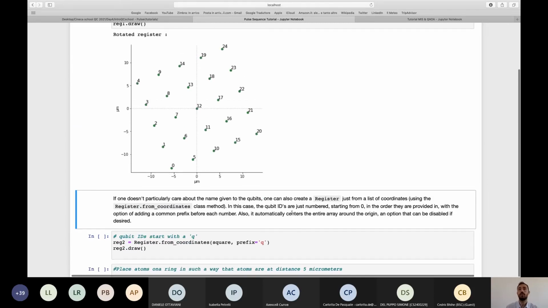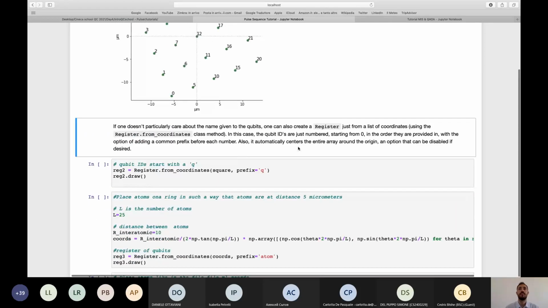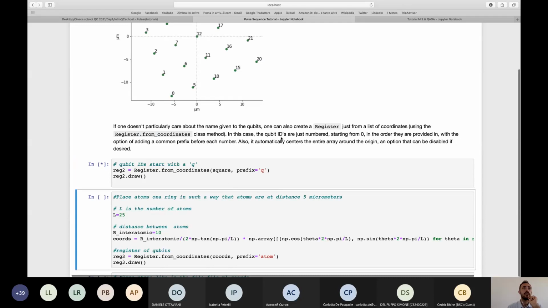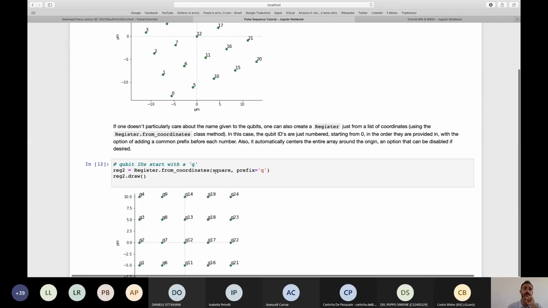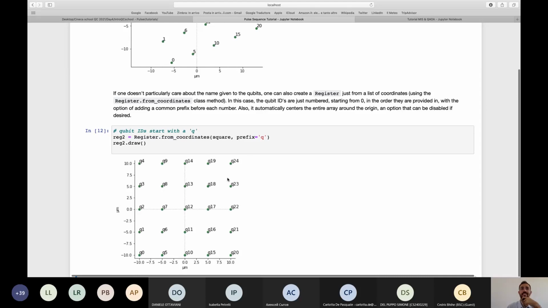Okay, that's the standard way of creating a register. You can also create one using the from coordinate method. Let's see what it does. And you can also give a prefix in order to change the label, but that's not very important.